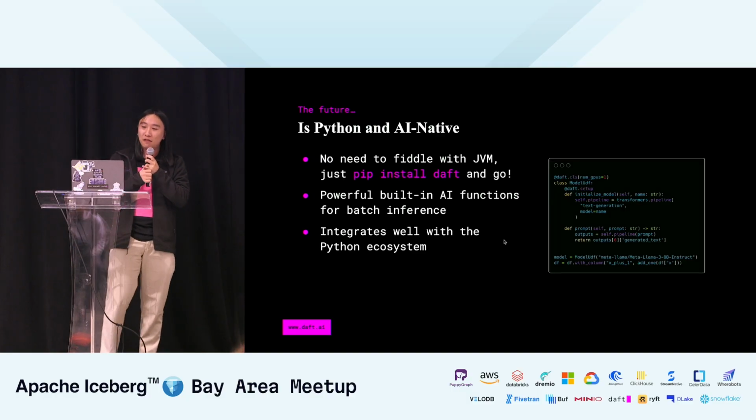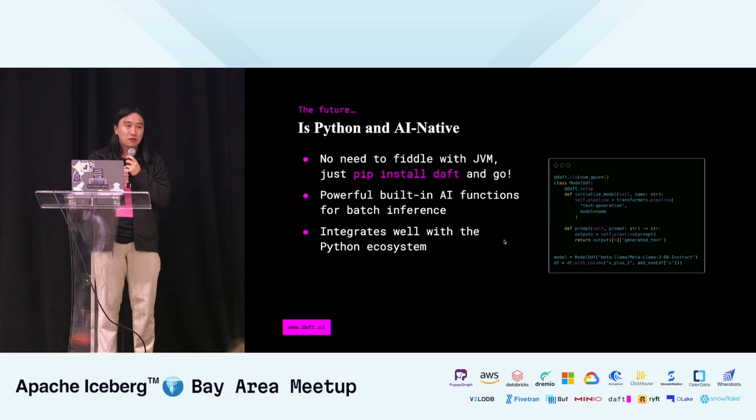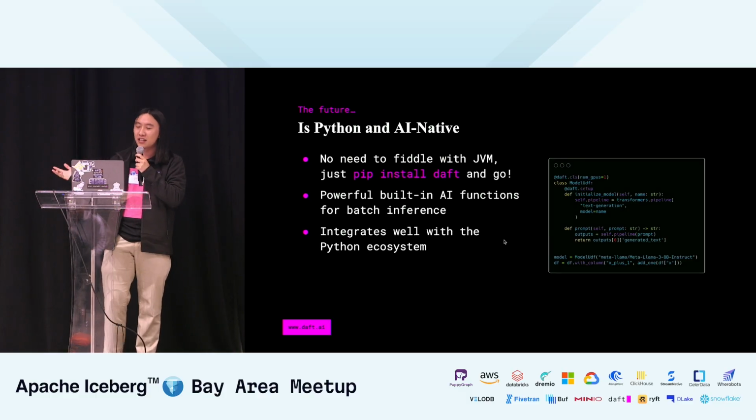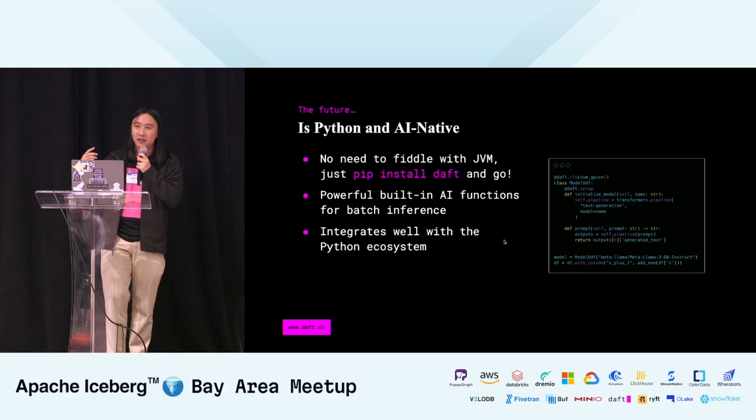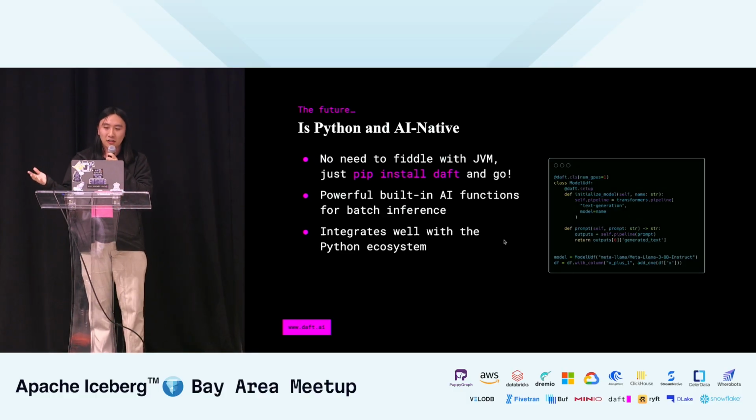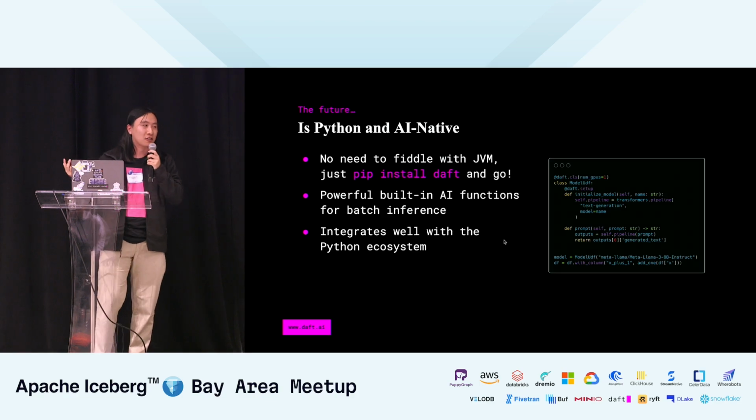Daft also has powerful built-in AI functions for batch inference. So I showed embed image. There's also embed text, as well as a variety of other AI functionality that is optimized for batch inference. And Daft also integrates very well with the Python ecosystem. If you wanted to run your own Python code, if you wanted to run models on your data, Daft actually allows you to do that very easily.